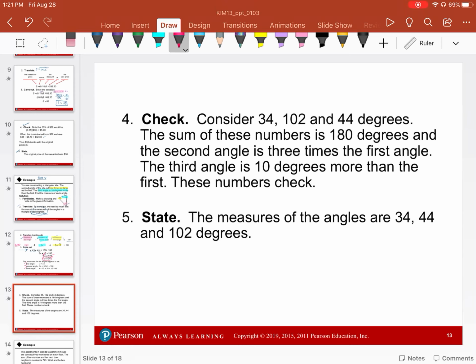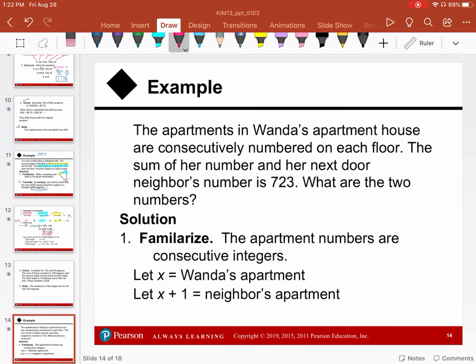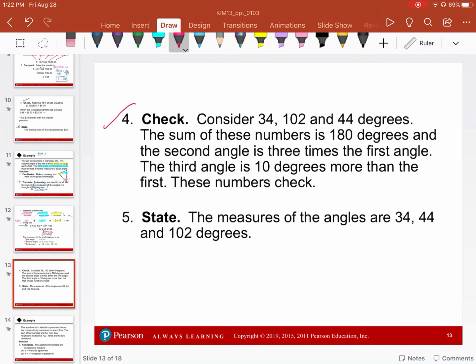So we can check it out and make sure that it adds up to 180. So the sum of all three numbers is 180. And the second angle is 3 times the first angle. So all of our statements check out. So our answer, we can say something along the lines of the measures of the angles are 34, 44, and 102.